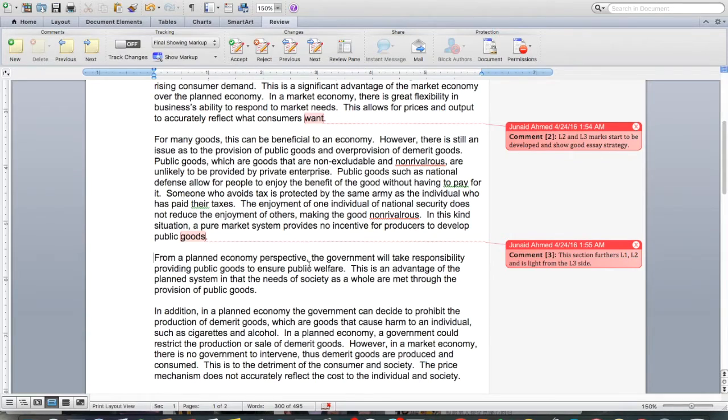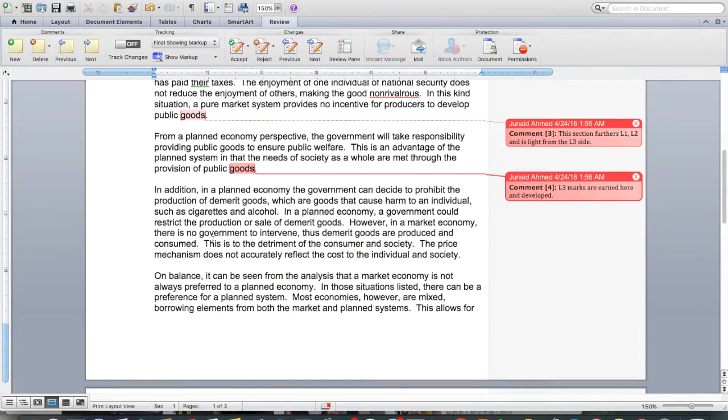From a planned economy perspective, the government will take responsibility providing public goods to ensure public welfare. This is an advantage of the planned system in that the needs of society as a whole are met through the provision of public goods. So this statement here is your L3 because it's saying this is the so what, right? The planned economy, the government takes responsibility, and the public welfare is ensured. So why is this important? Well, it's because it's an advantage of the system to meet the needs of society. So L3 marks are earned here and developed. Now, it seems brief, but it does what it needs to do. And we can go further.